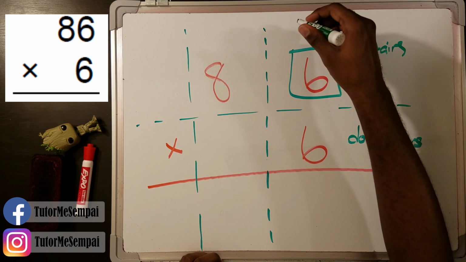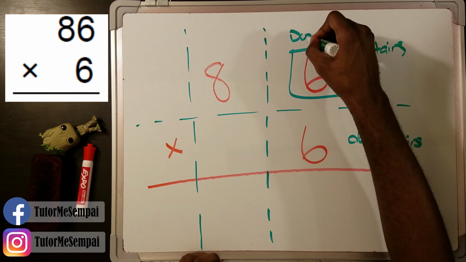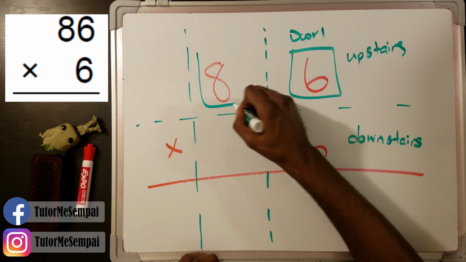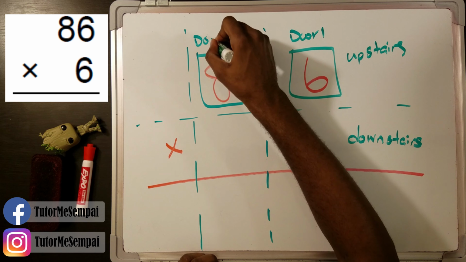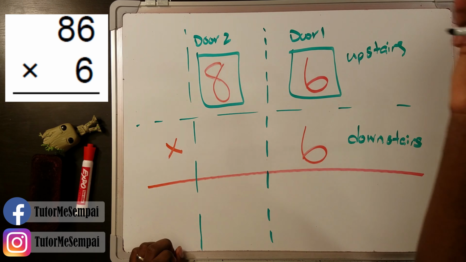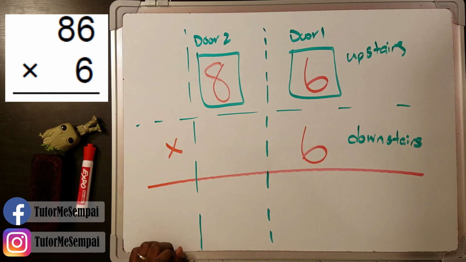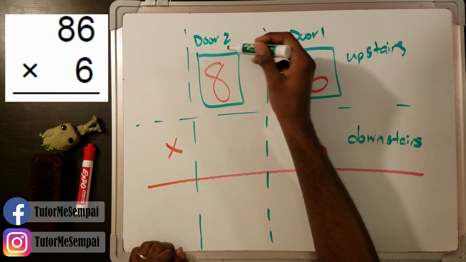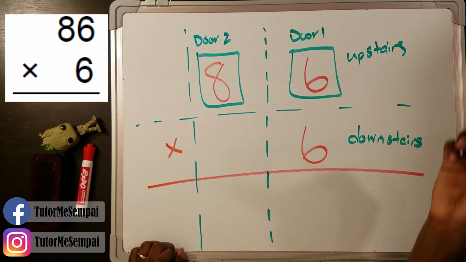And every value here gets a door. So this is our first door, and this is our second door. Remember, we always go from right to left. So door 1 is going to be your rightmost door. Door 2, and then door 3, door 4, if there are more numbers up here.